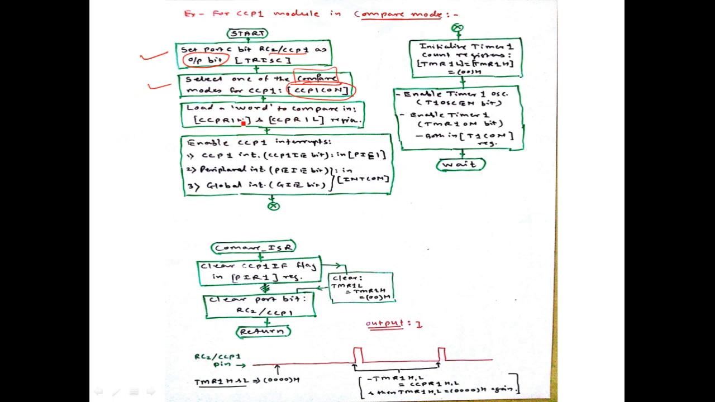Then you have to load proper word in the count register of the CCP module, which will decide the time interval between two successive samplings. Then you have to enable the interrupts, the same process as we have seen last time. You have to set the CCP1 interrupt enable bit in PIE register, then these 2 bits in interrupt control register. Then you initialize your timer with 0 count. So timer 1 lower, higher, both should be loaded with 0. So initially 0000 will be loaded into the timer 1, and you have to start the timer.